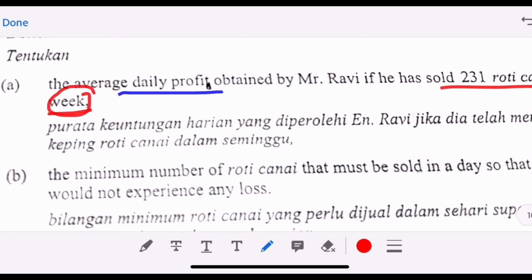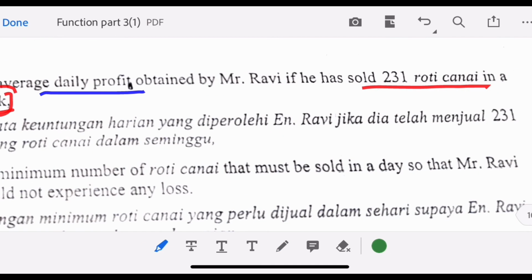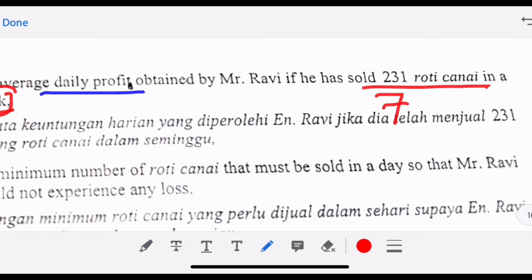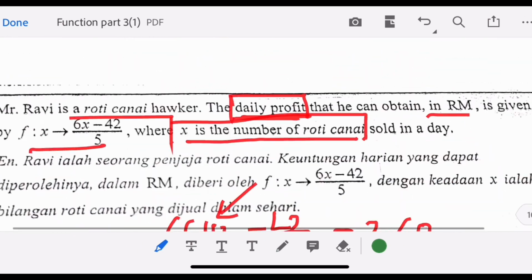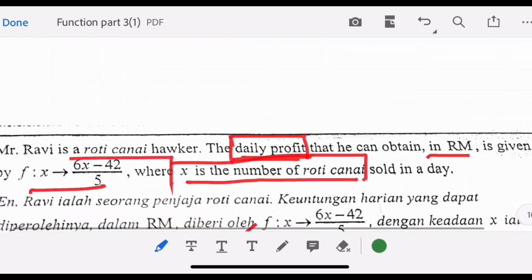Now you see that is a very important keyword: in a week. So 1 week is actually how many days? Just now the formula is daily, right? So now we divide by 7. Obviously 1 week is 7 days, so we divide by 7 and you get 33. That means 1 day's average is only 33 roti canai.